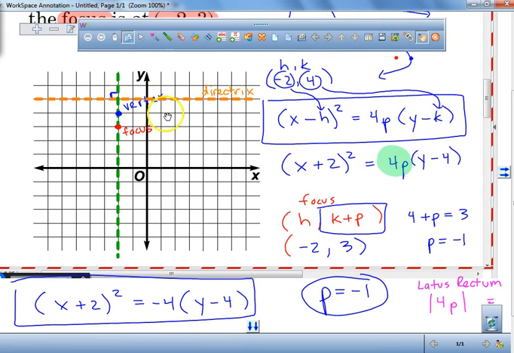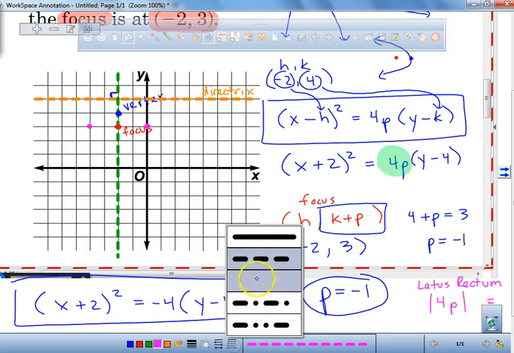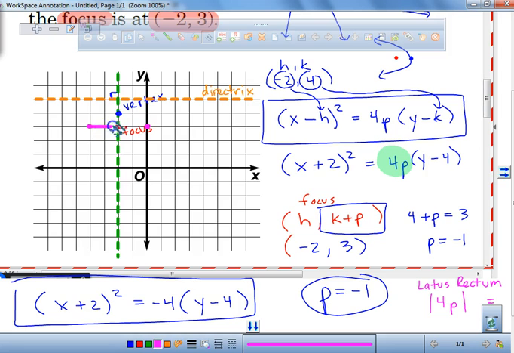So we've got to go left and right, how long? 2. Man, I'm going to say it 5 times I think for one person to get it right. It's 2 to either side. So right here, everybody, would you please draw this in? Draw that in. What is that? That is your latus rectum. Okay?